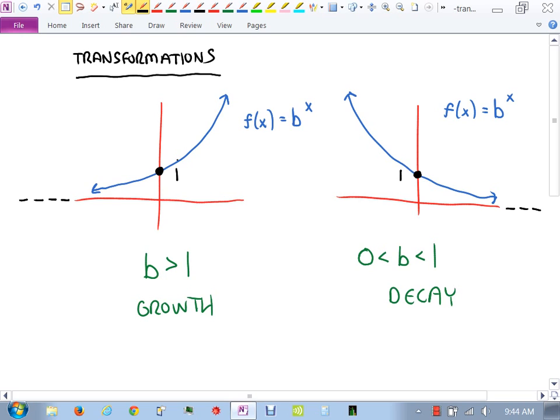Okay, using that information right there, let's try and do some transformations. So let's just move these things around. Ready? Okay, here we go. First example. Let's sketch f of x equals 2 to the x plus 3 minus 4.